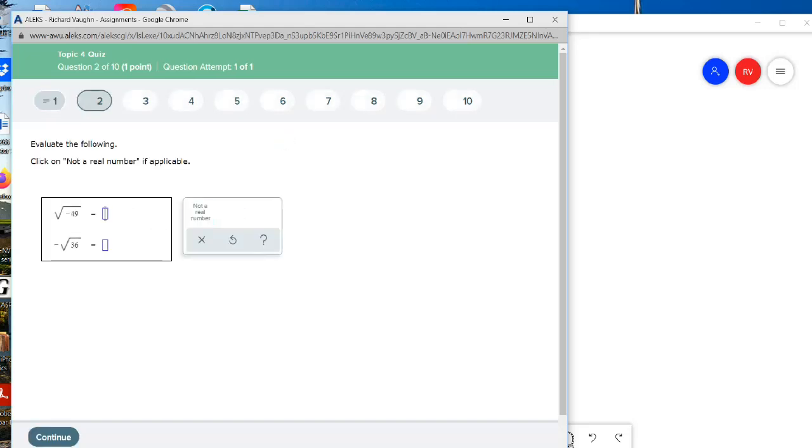This is about square roots, and when you have a square root, underneath it cannot be negative. Outside is fine. This is like that last question from your homework. So this one, not a real number. And this one, the negative just sits out. I apply the square root first. Square root of 36 is 6, so I get negative 6.